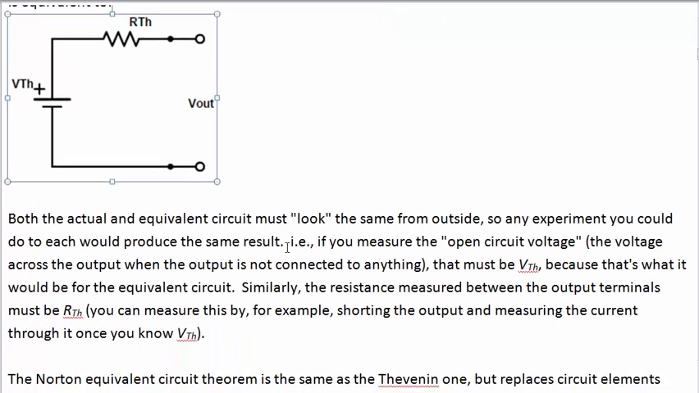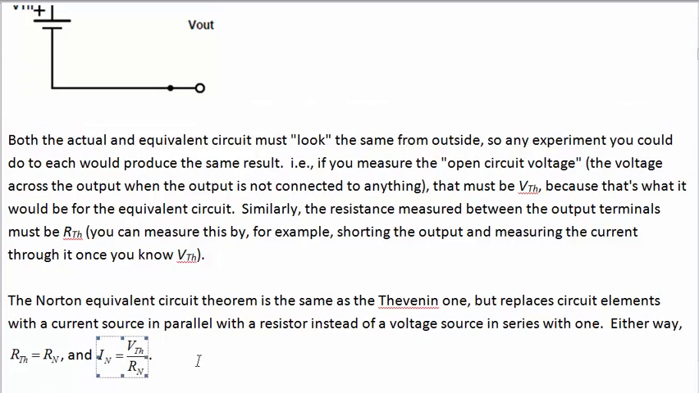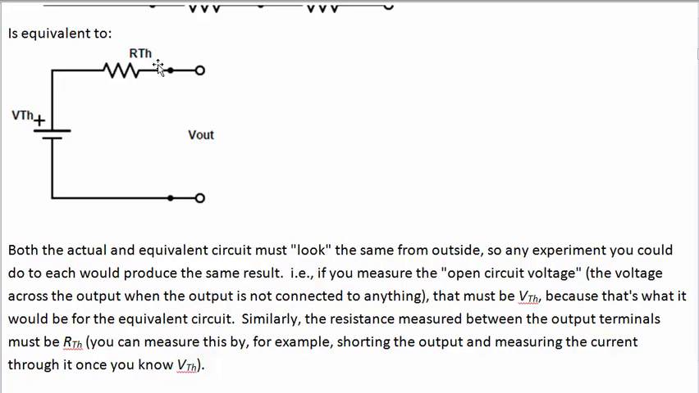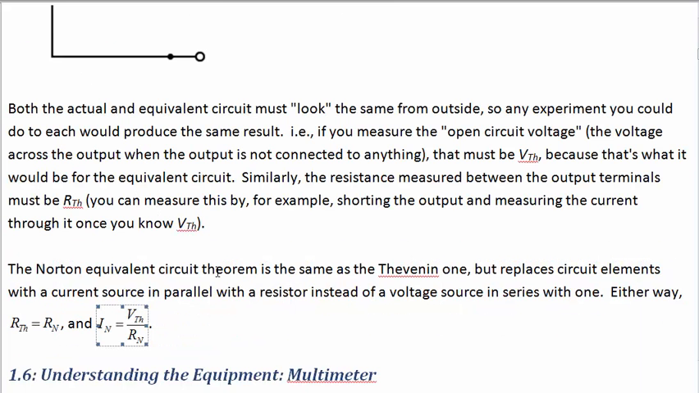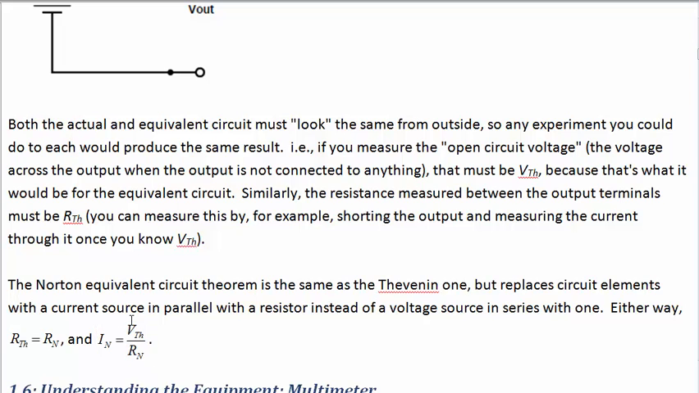Okay, there's also a Norton equivalent. Norton equivalent is the same idea as Thevenin equivalent, except instead of a voltage source in series with a resistor, you have a current source in parallel with a resistor. It turns out that once you find the Thevenin equivalent, you can get the Norton components by saying the resistance is the same and using Ohm's law on the voltage and resistance to get the current.